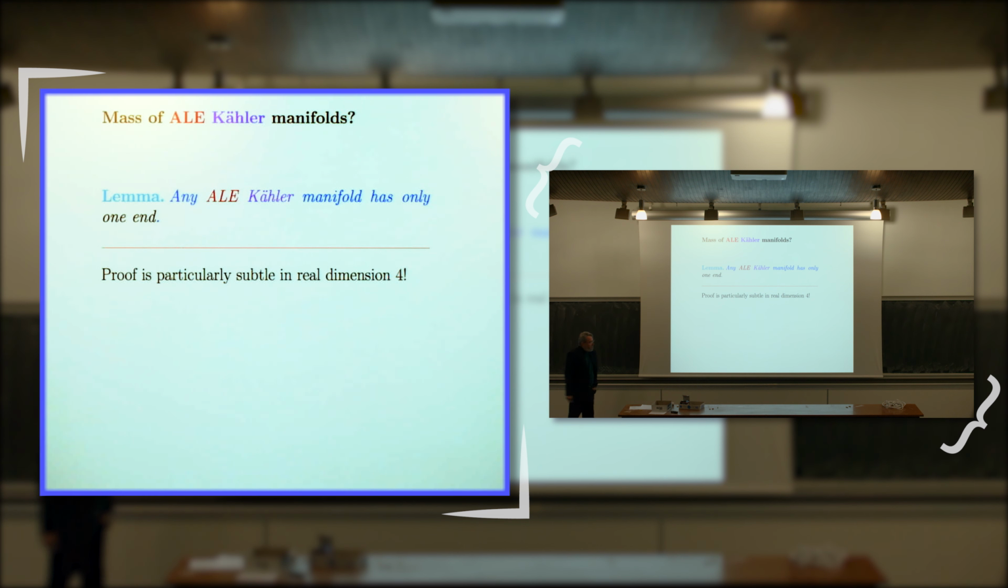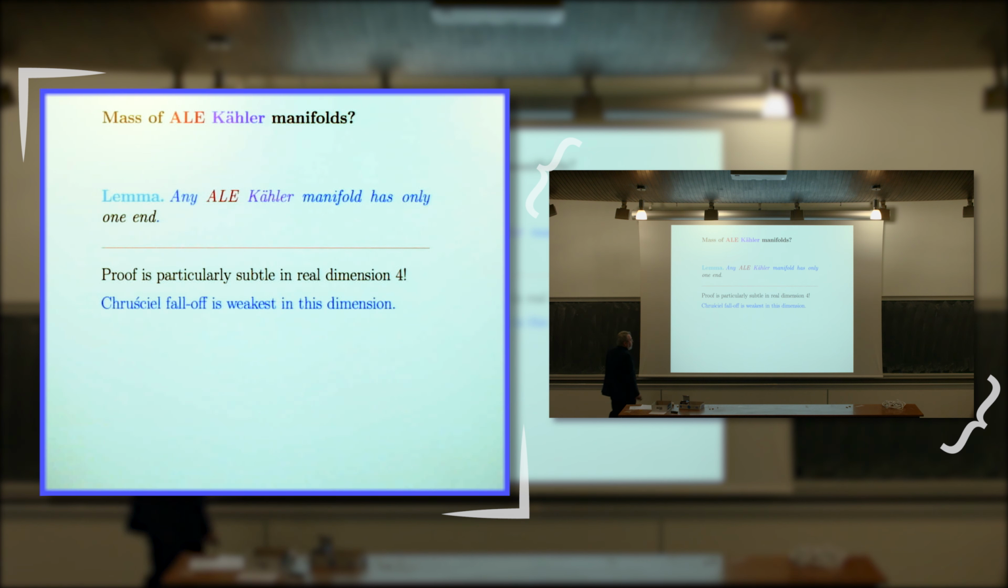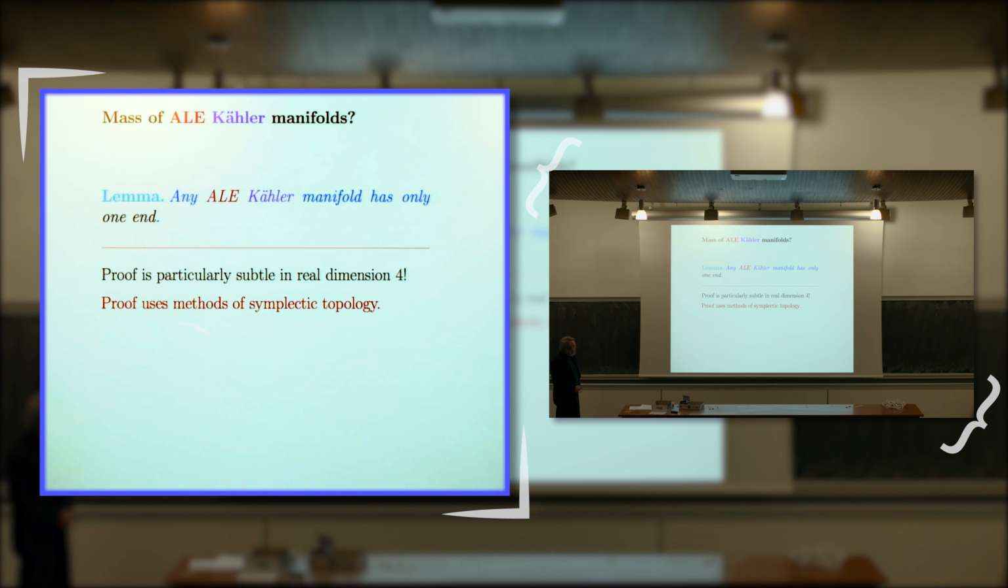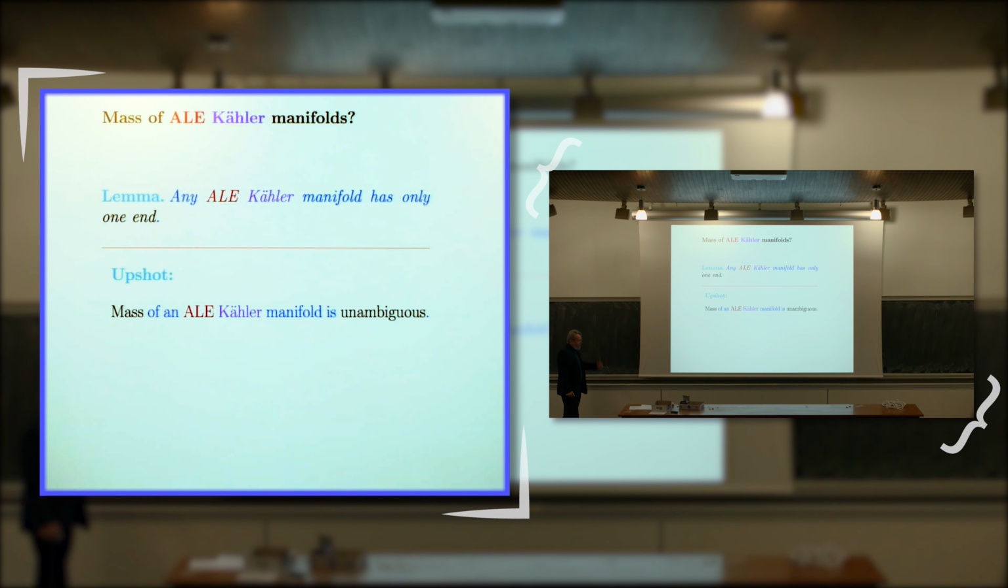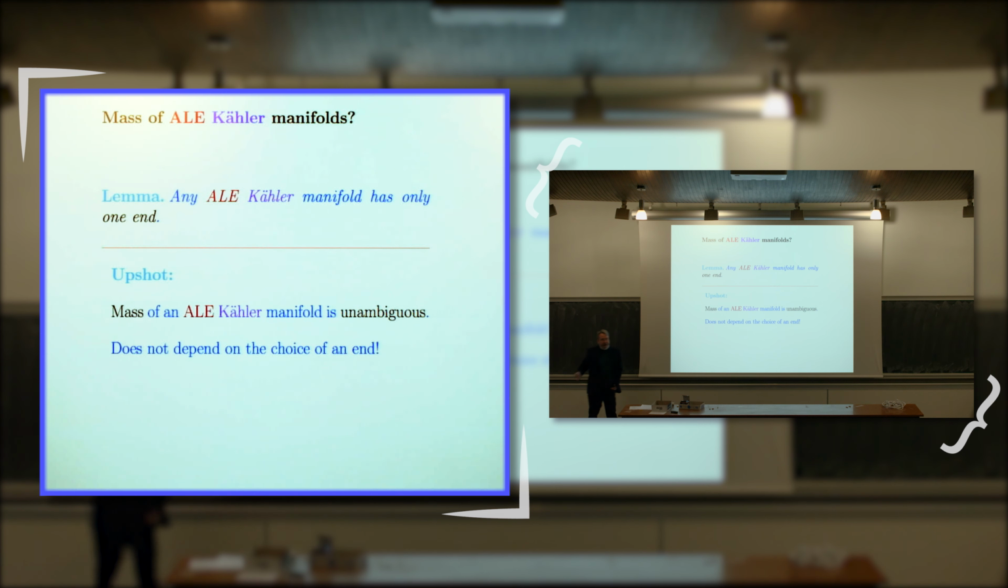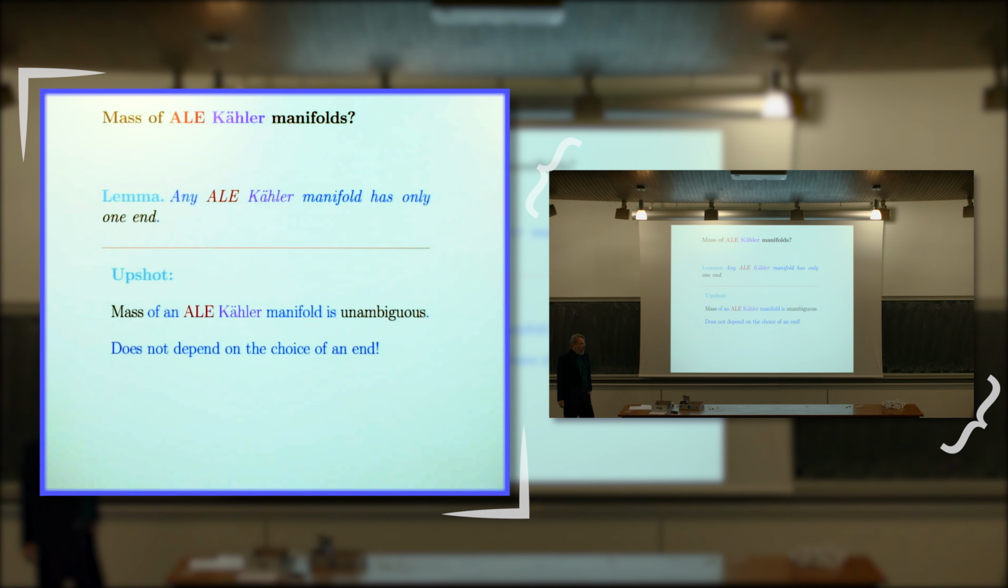By the way, the proof of this is more subtle in dimension 4 than in higher dimensions, because critical fall-off is very, very weak in dimension 4. To actually get a proof of this by these kinds of techniques, I had to use some methods of symplectic topology. So it's in the second paper. In the first paper, we assumed something stronger than critical fall-off. And so it would have been more complicated to say what the hypotheses were. But the upshot is that in the Kähler context, ALE manifolds only have one end. And so you can say, what's the mass of the manifold rather than the mass of the end? There's exactly one end.